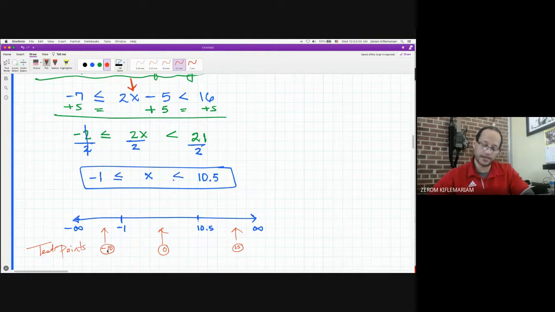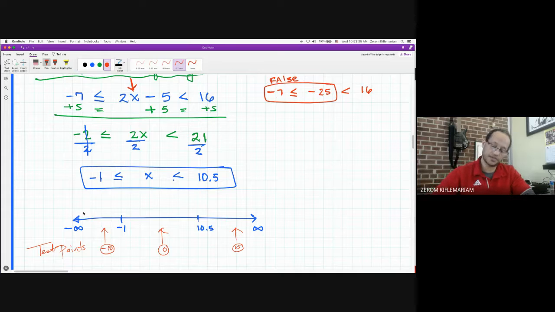If I plug -10 into the original question, I'll get -10 times 2 becomes -20. -20 minus 5 will be -25. So it would be -7 less than or equal to -25 less than 16. So which side is -7 less than -25? Already over here it is false. So this is the false side.